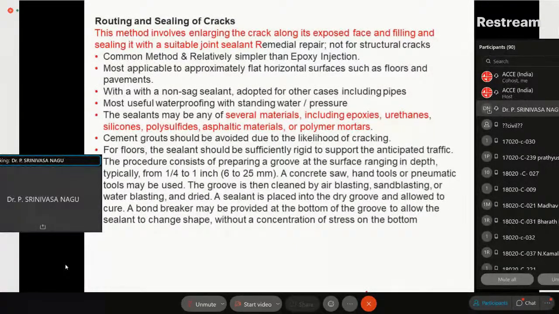When you are filling a crack, you should establish the proper access. The access should be there for sending the material.